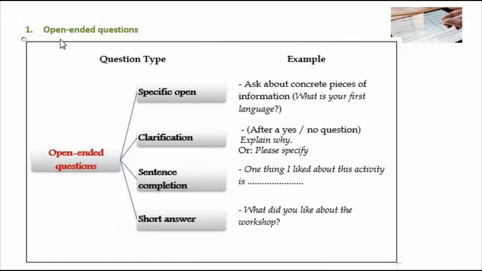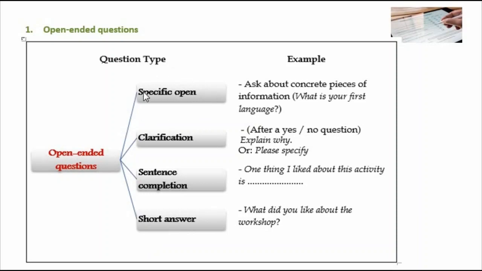Now we come to the second major category of questionnaire items. These are the open-ended questions. In the open-ended questions, the researcher does not provide possibilities of answer. He leaves this to the respondent. That's why they are open-ended. Here they have four types.